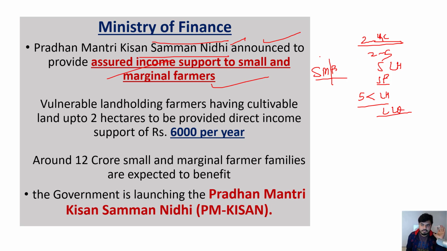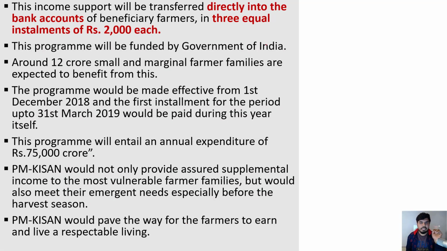So these small and marginal categories are going to get 6,000 rupees per year as income support, and those with up to 2 hectares of land holding will get 6,000 rupees per year. 12 crore farmers will benefit from it, and this is the PM Kisan Yojana, Pradhan Mantri Kisan Samman Nidhi, the Farmer Dignity Fund. So they may ask you about it. Next, this money will come directly into the bank account. Jan Dhan accounts are linked with it, in 3 equal tranches of 2,000 rupees each. So 2,000 into 3 is 6,000 rupees per year.